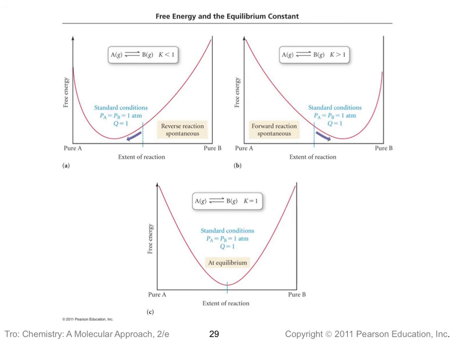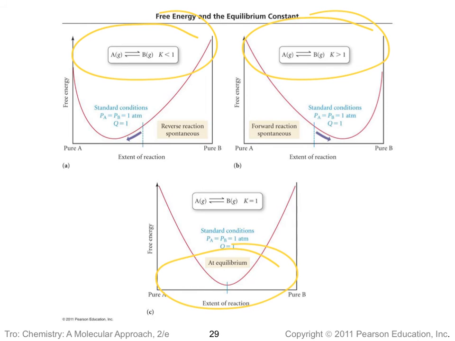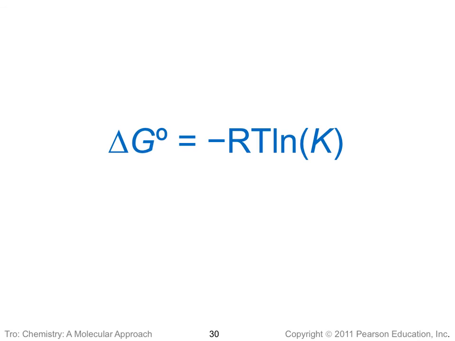All right, so this is the way it looks in a kind of graphical format, if you will. When A goes to B, if K is less than 1, the reaction has to reverse to actually get to equilibrium, and so it is spontaneous in that direction. When it's greater than 1, it has to go forward to get to equilibrium, and so it is spontaneous in the forward direction. But when it's at equilibrium, delta G is 0.